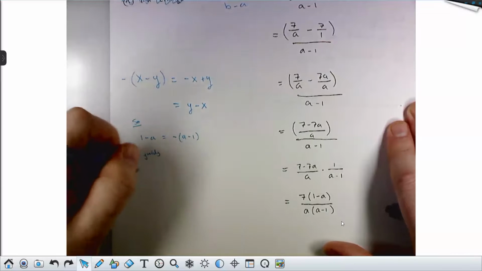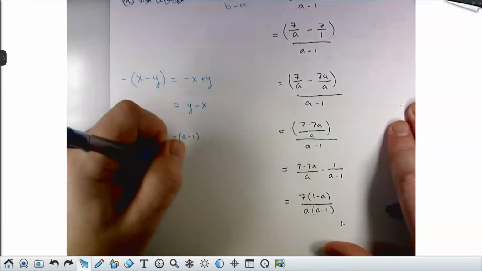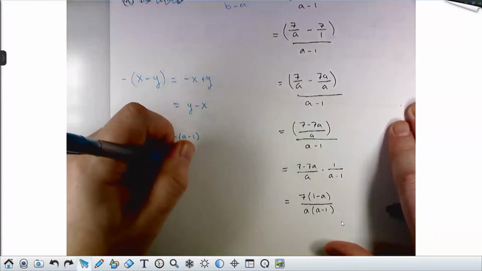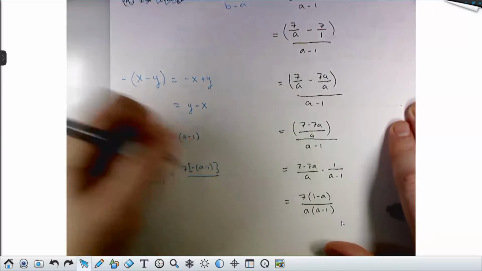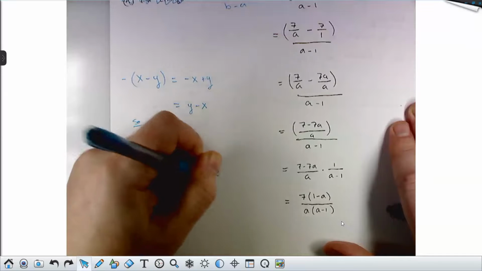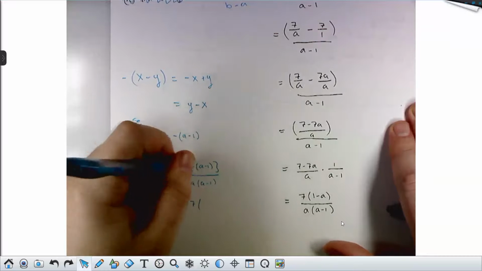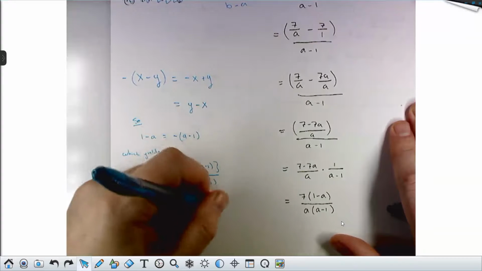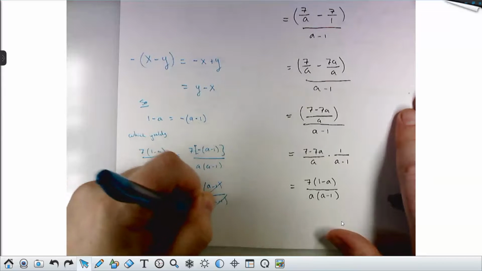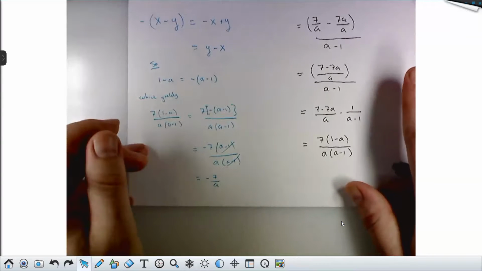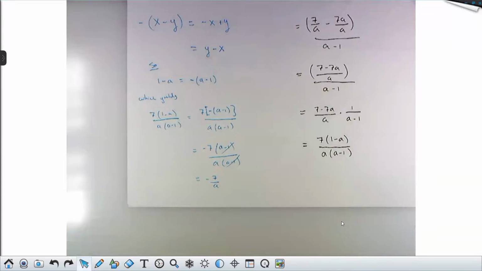So this yields 7 times 1 minus a over a times a minus 1, which is the same as 7 times negative a minus 1 over a times a minus 1, which is negative 7 times, because this is multiplication, a minus 1 over a times a minus 1. And then we can cancel the a minus 1s, and we actually just get negative 7 over a, which is pretty slick. But if you wanted to stop here, that would be okay too. Okay.